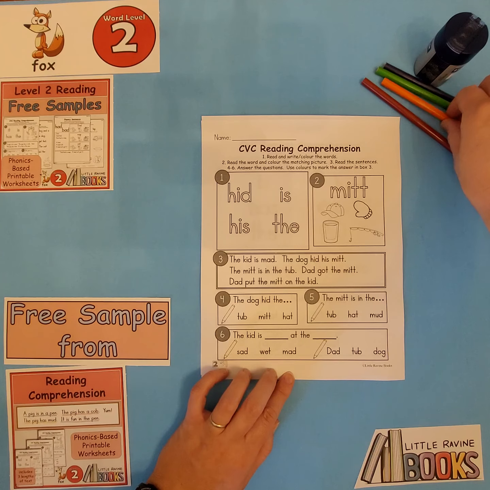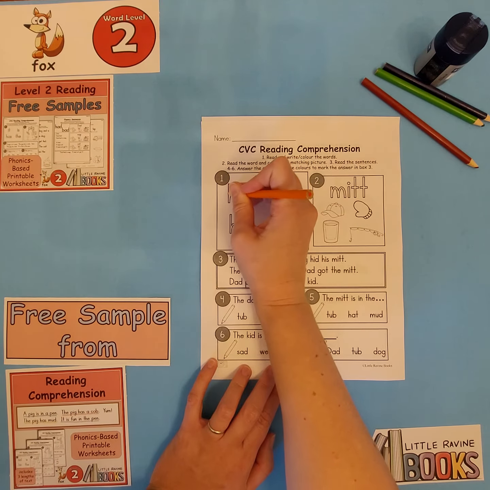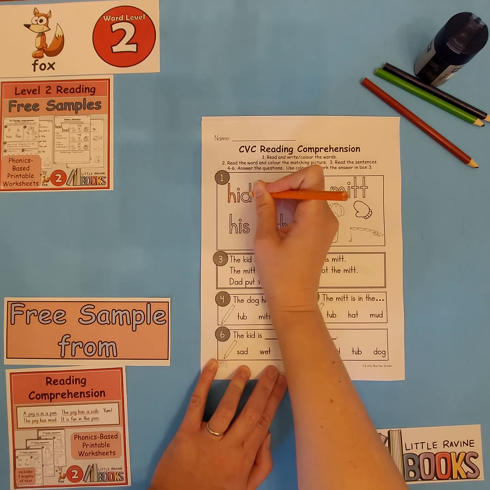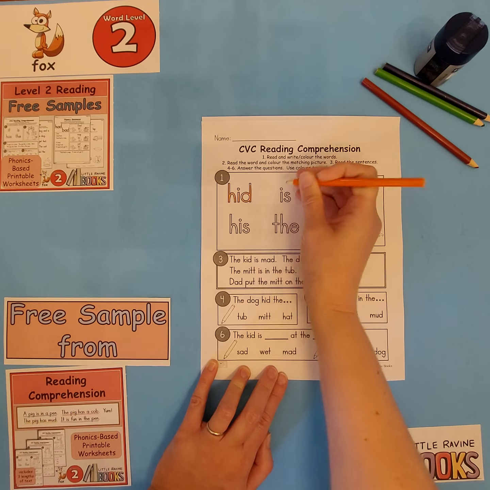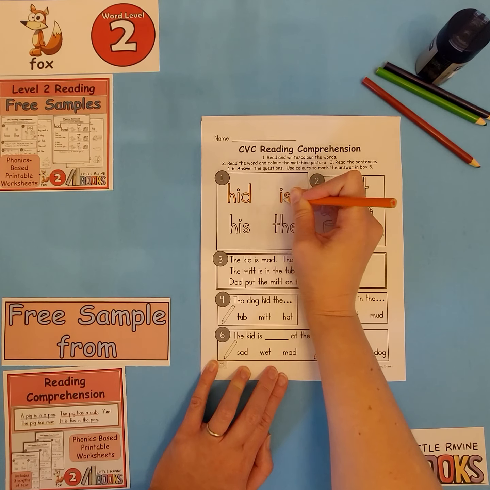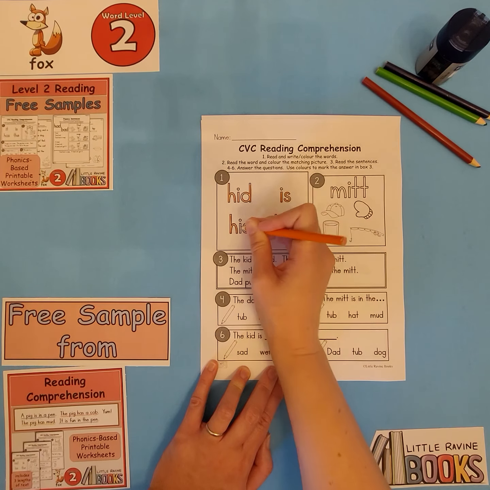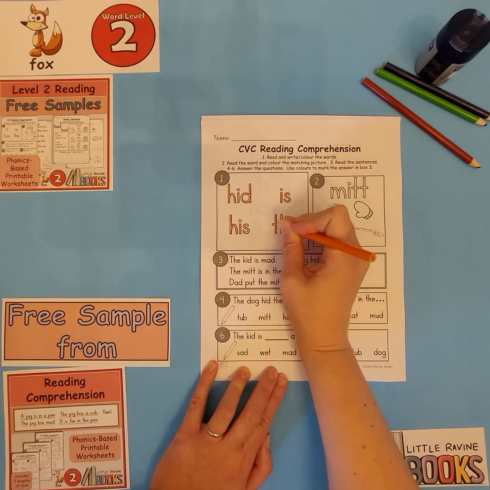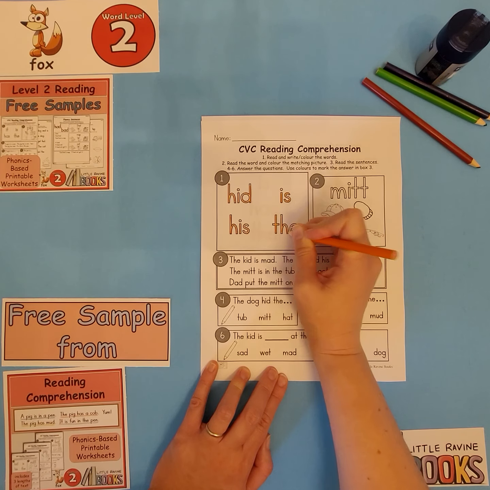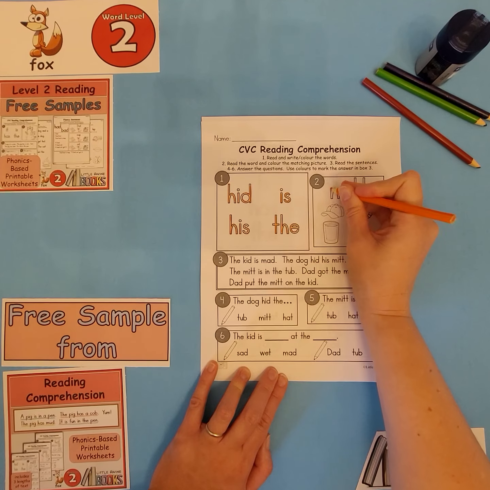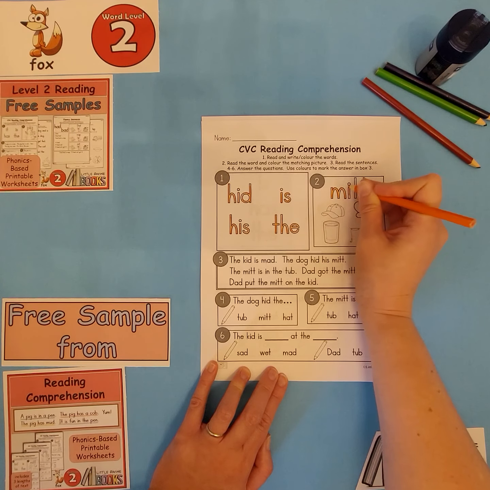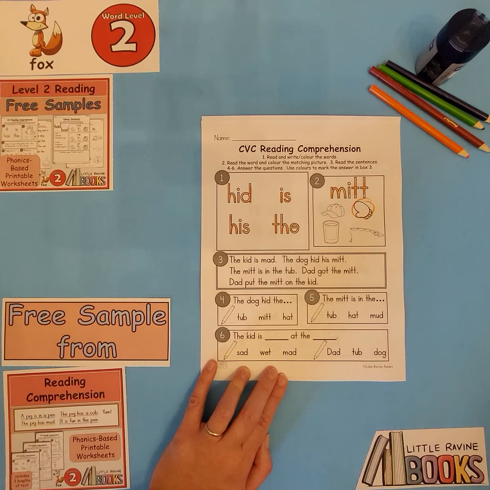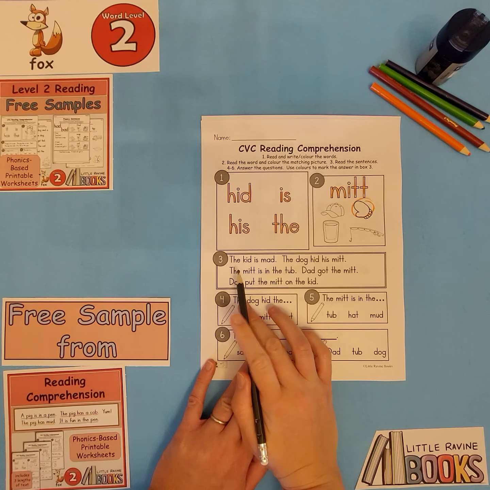Okay, the last comprehension sample that we have is a 3-line text here. Same stuff at the top. These words we have hid, is, his, and the. And then our word in part 2, we have mitt.